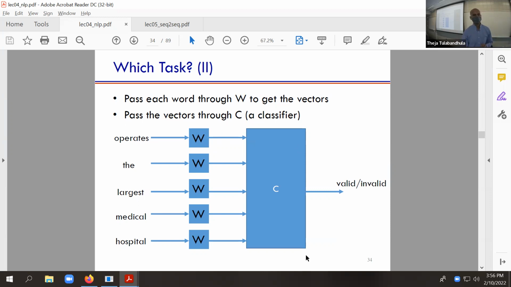The point is that hopefully the classifier parameters will change so that the classifier does well, but W's parameters also change such that this classifier does well. So you can think of this whole thing, put it in a bigger box, and say, given the sequence, I'm trying to predict valid or invalid. It's a binary classification problem. Hopefully, I can change all the parameters of everything involved here such that I can do well in classification.